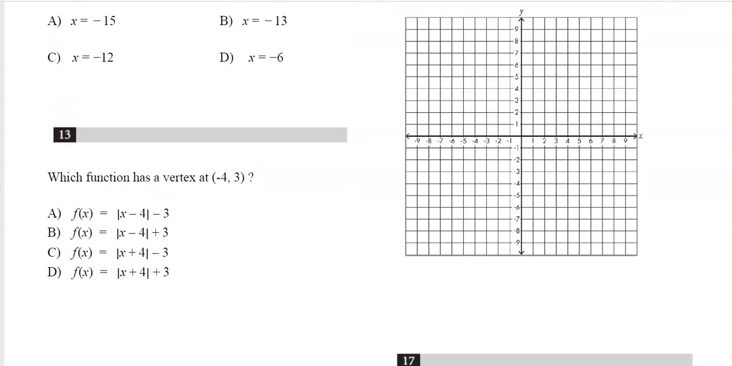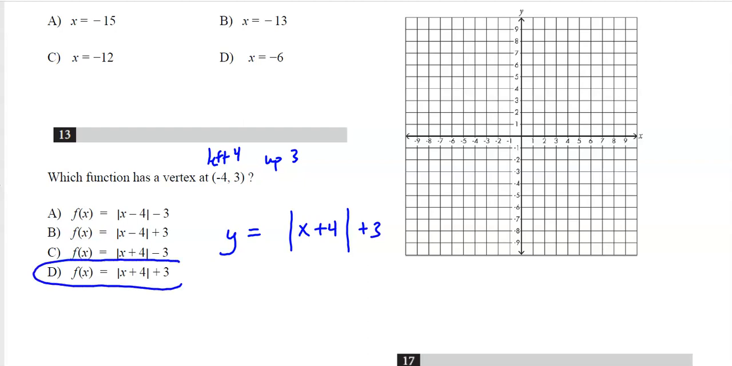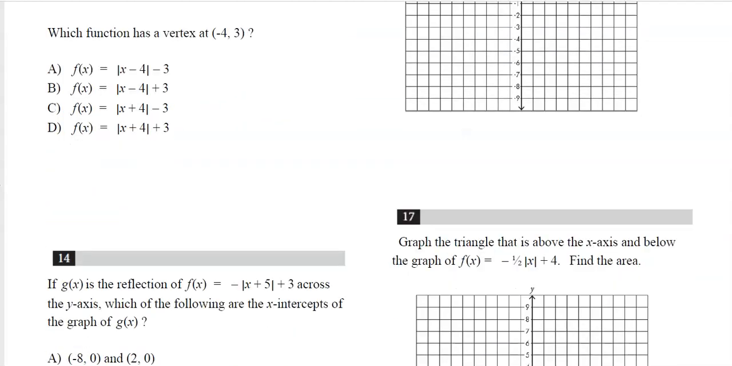I'm going to use the graph here to kind of cheat on this next one. Which function has a vertex at, so this is left 4, up 3. So when you're writing your equation, left 4 means I've got to do a +4. Left and right are opposite of what you think. Up 3 would be the +3. So I believe the correct answer here is D. I guess I didn't really need the graph for that one.